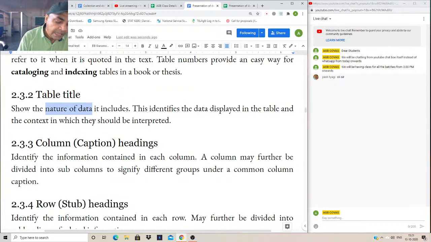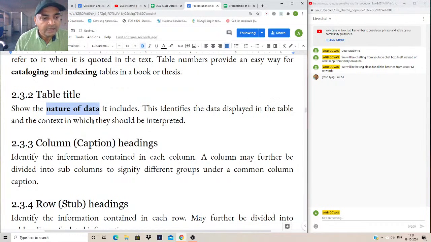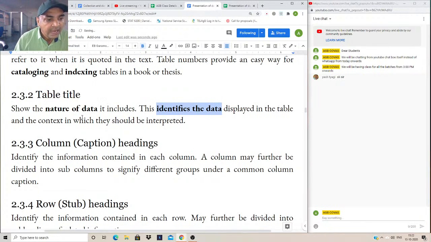That is, any table having a title, it should signify what data has been incorporated into that table. So this identifies the data displayed in the table and the context in which it is to be interpreted. In nature there are two things: identification of the data, that is what data is there in this table, and the context in which they should be interpreted.